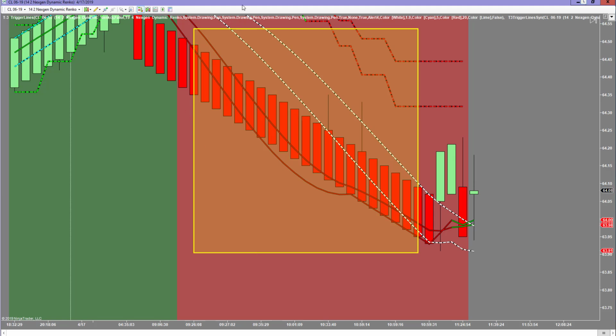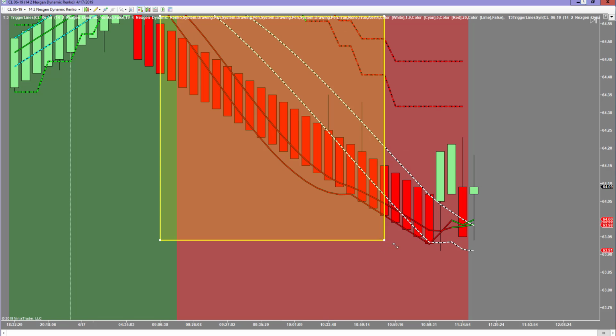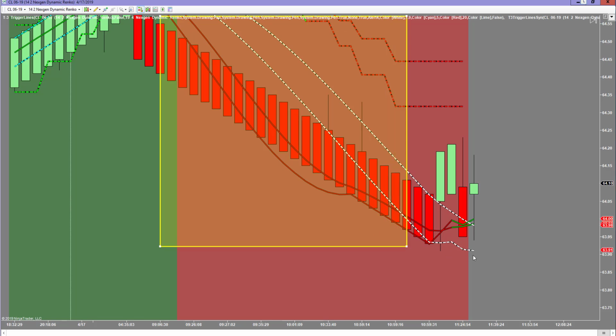Fibs and triggers, guys. Trigger lines first, give you the direction, the momentum. Fibs tell you when to stop. Triggers rolling up will tell you when to stop. You can see the transition look, right?